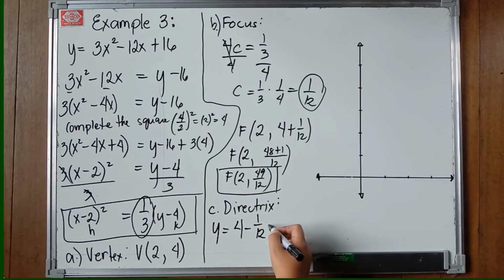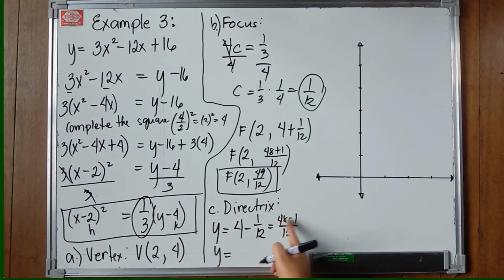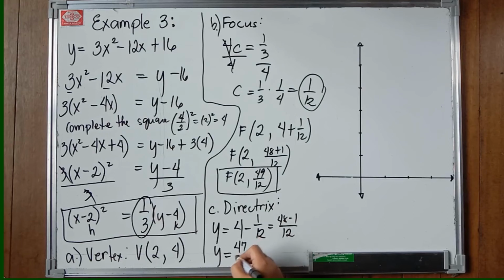1 over 12 is our c. It is the distance from the vertex up to our directrix. So 12 times 4 is 48. 12 divided by 12 is 1 times 1. 48 minus 1 is 47 over 12. That is our directrix.